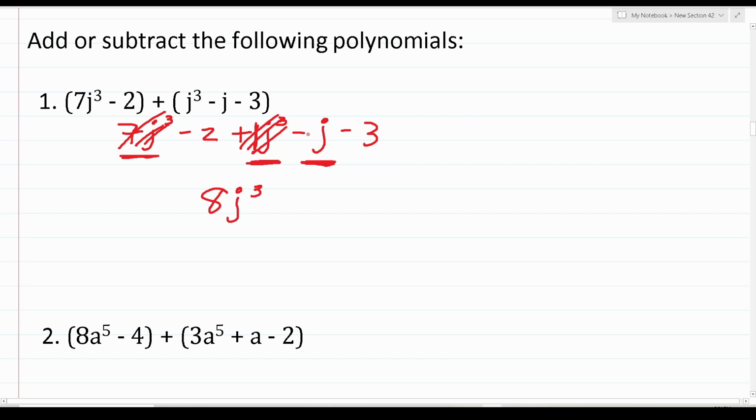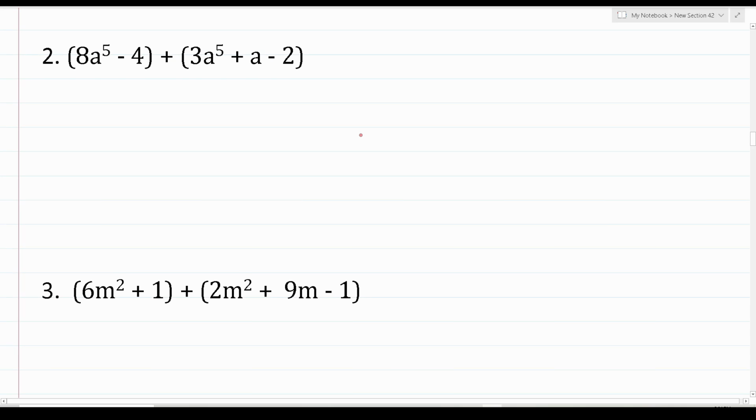And again, we have the letter variable j raised to the first power. If we look through the rest of our terms, we can see that none of them are like terms. So we're just going to bring it down accordingly. And now we can cross it out. And then finally, we have -2 and -3, which is -5. All right, so that's the first one. Nothing too difficult there. Let's go ahead and move on to the next one.